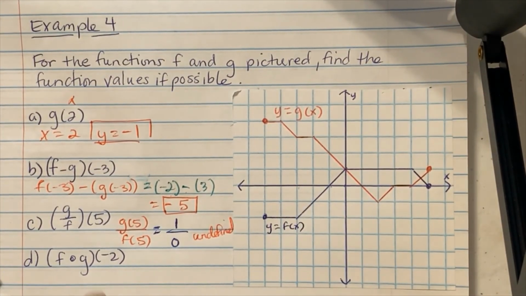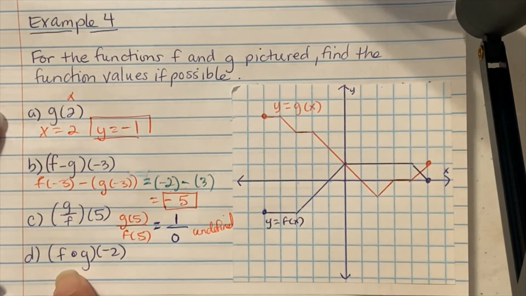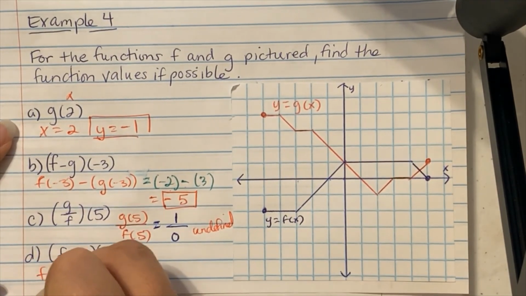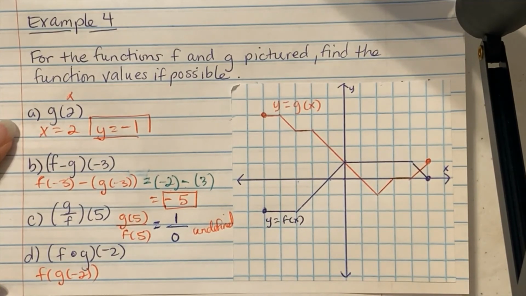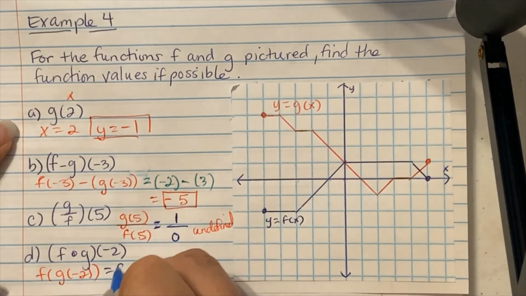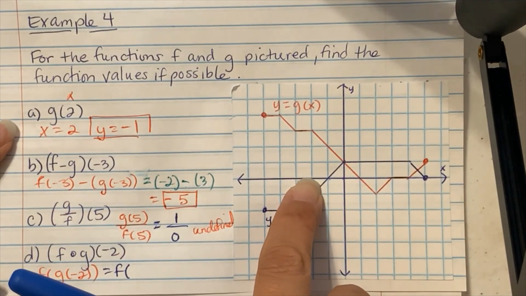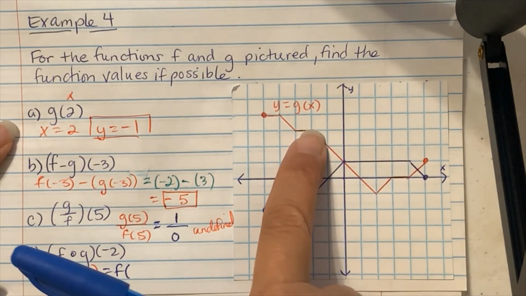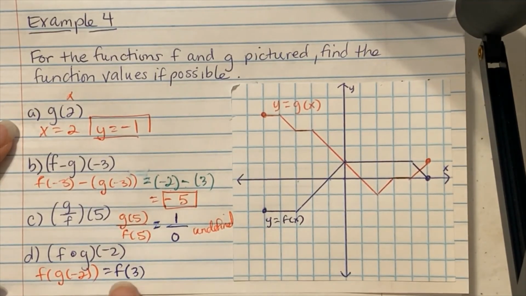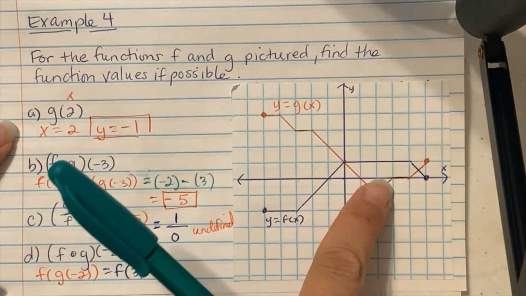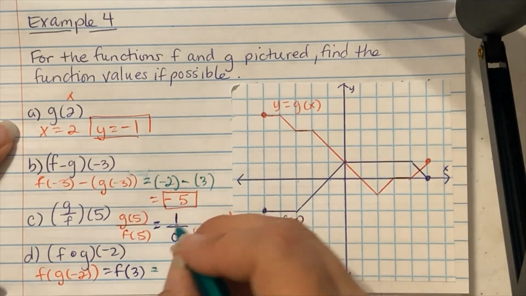And then the last one says f of g. So we're looking at f of g of negative 2. So first thing we've got to do is find g of negative 2. We're going to negative 2 on the g line. Negative 1, negative 2. Then 1, 2, 3. So I'm at 3. Now I want f of 3. That's the one we're looking for to finalize. So I go to f, which is the blue line. 1, 2, 3. I'm at 1. So my answer is 1.